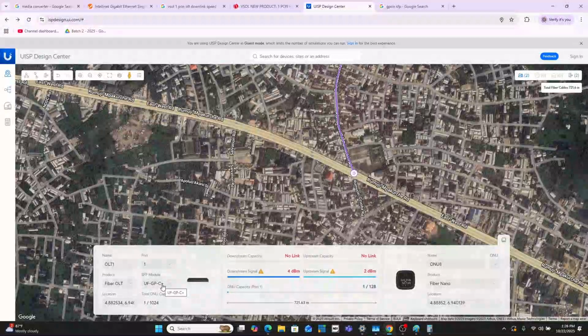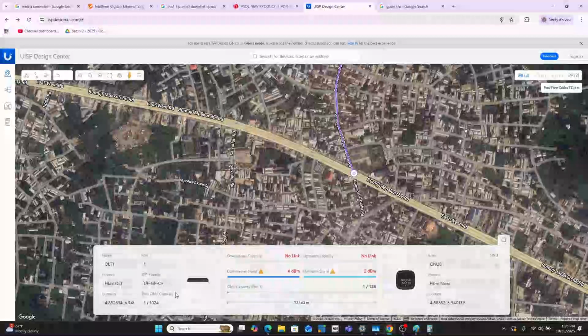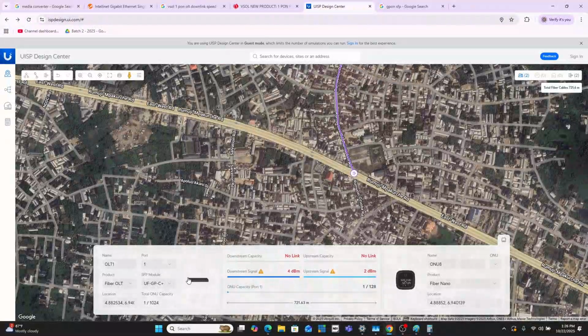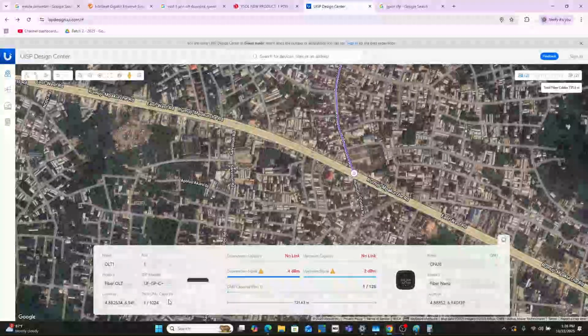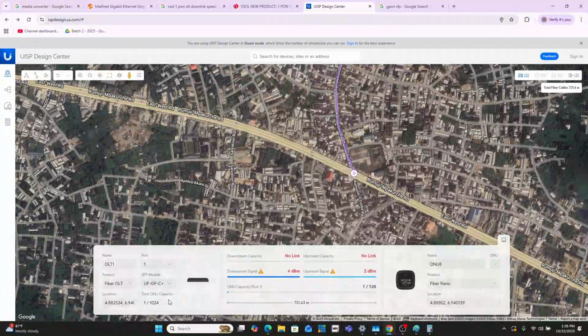All right. Then there are also more details to note. The maximum number of customers this device can support is what? 1,024 customers. So if you divide 1,024 customers by 8, how many do you get? You get 128. Is it 128? Yeah, 128.